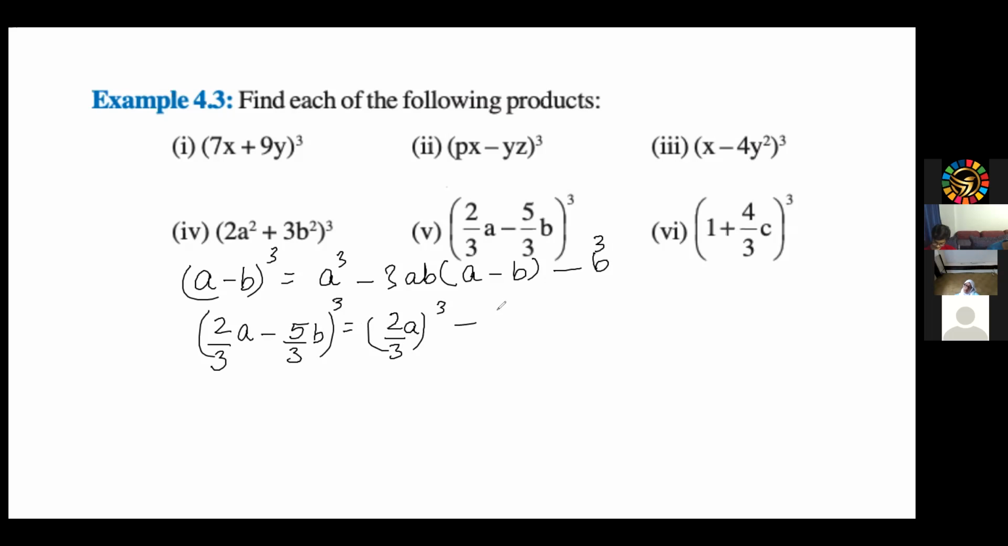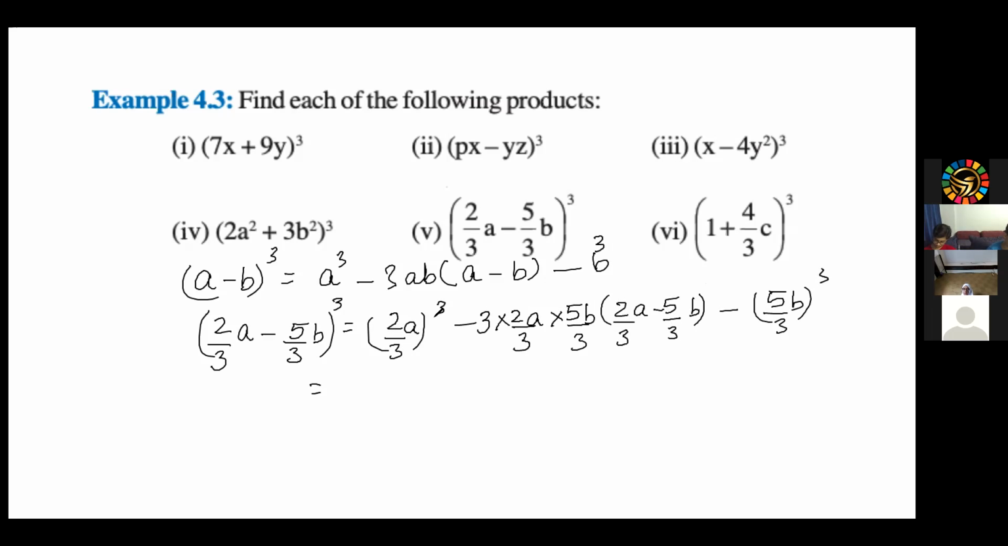Then minus 3 into 2 upon 3a into 5 upon 3b, in the bracket the same thing, 2 by 3a minus 5 by 3b. And the last term, minus 5 upon 3b whole cube. Now solve it.